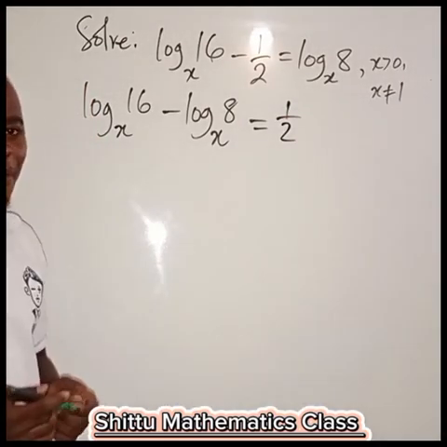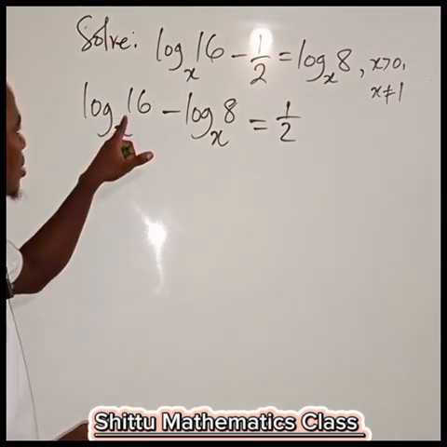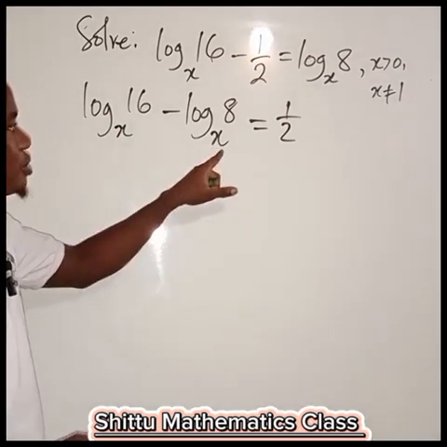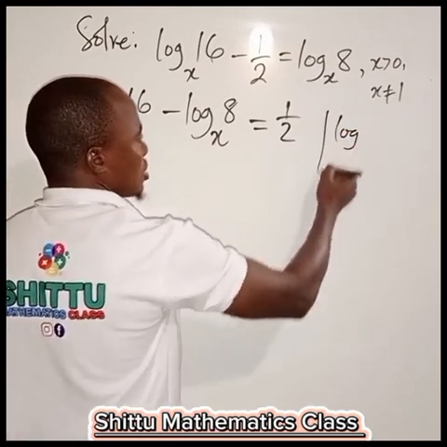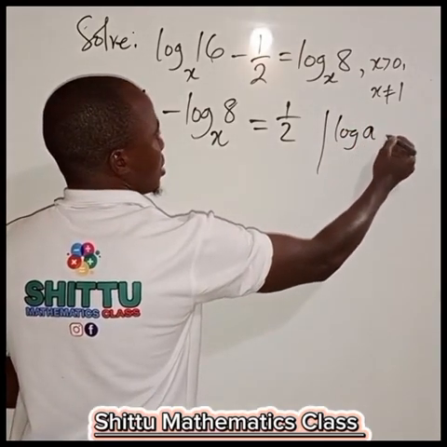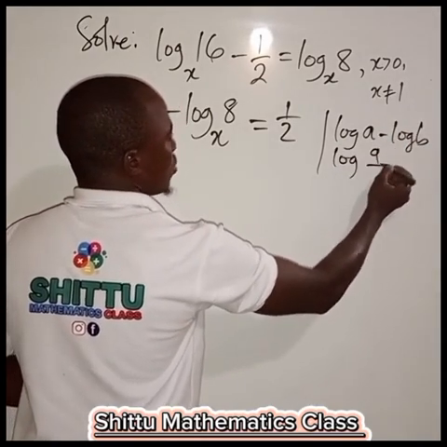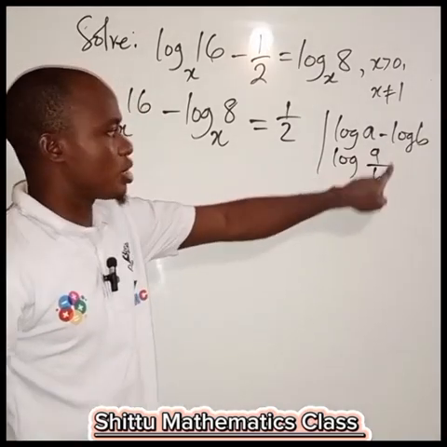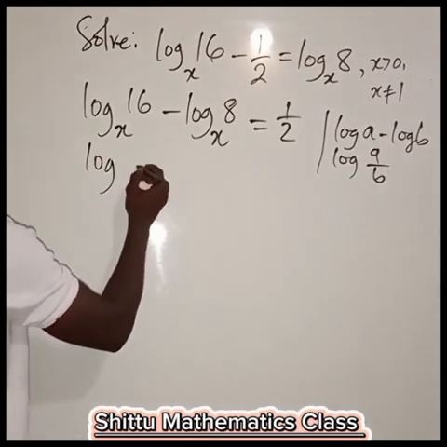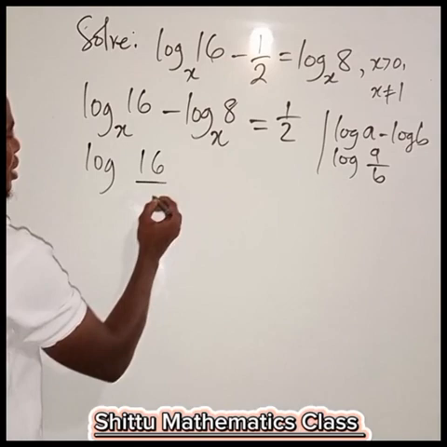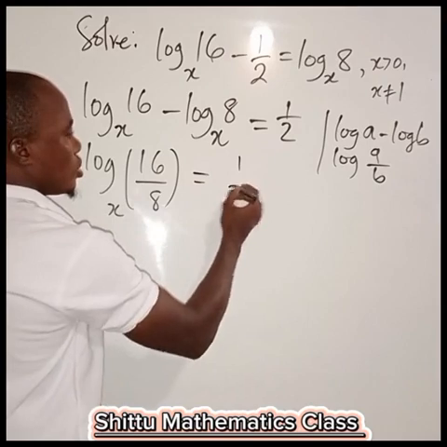So now from the law of logarithm, you can see these are of the same base. Therefore, we are going to apply the law that says log a minus log b is log a over b. So now this subtraction will change to division. I'm going to have log 16 divided by 8 base x, right? Then equals 1 over 2.